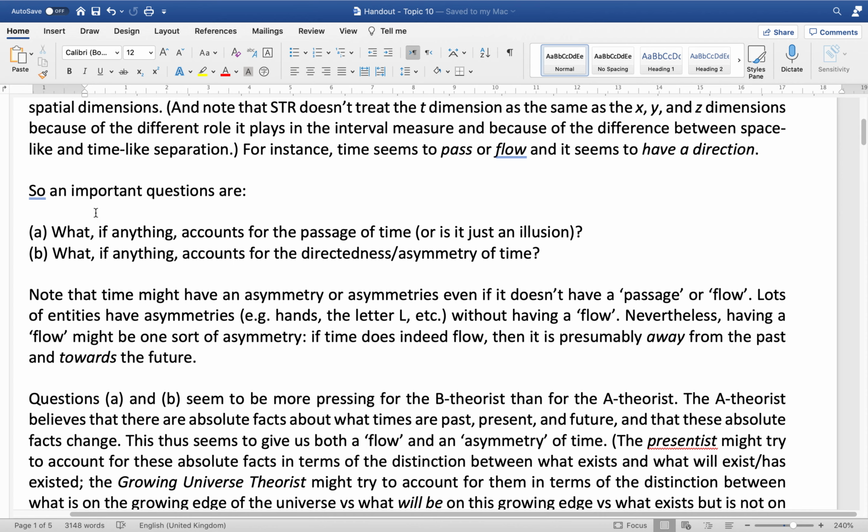Having said that they're different questions, it's possible that they're related, although they're not necessarily related. So, for instance, if time does have a flow, an objective passage, then this might be, or at least account for, the asymmetry of time. If it has a flow, then presumably the flow is away from the past and towards the future. So the flow is in one direction along the t-axis, if you like, along the temporal dimension, and that would give you a directedness, an arrow of time.